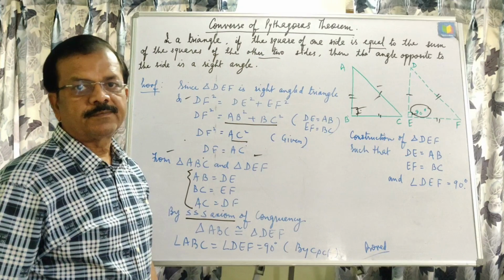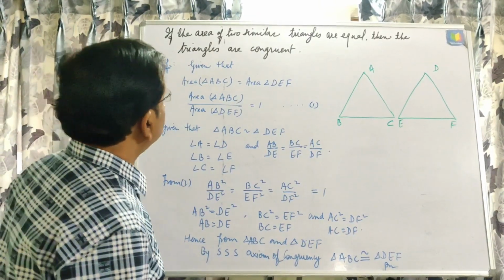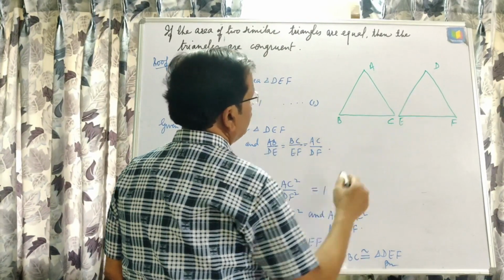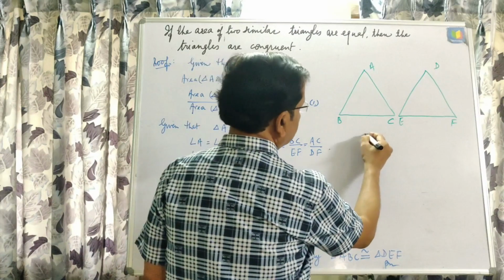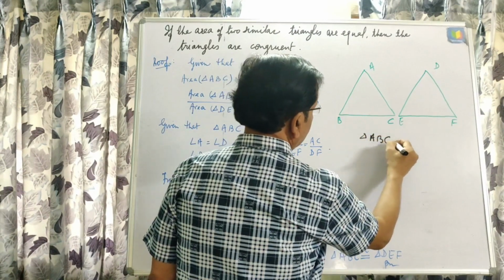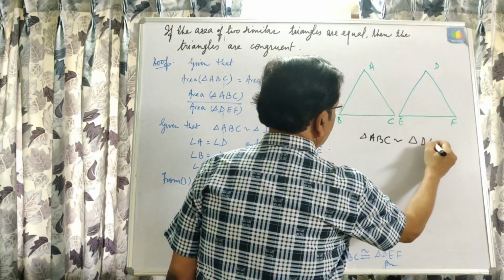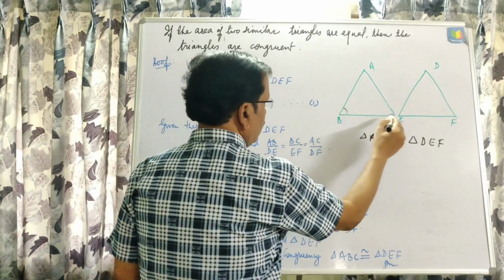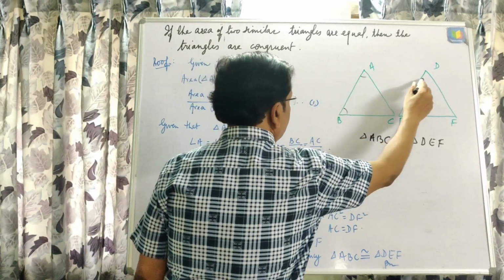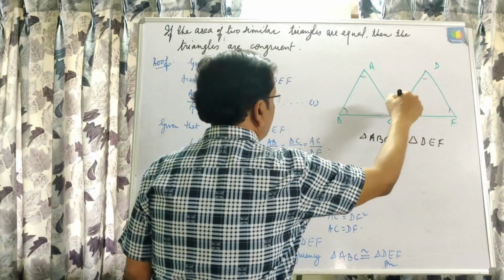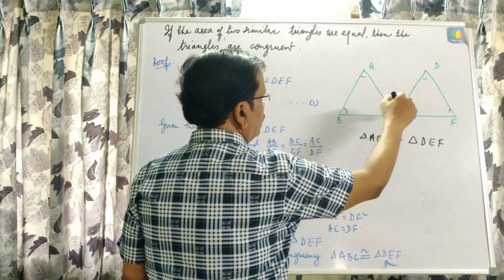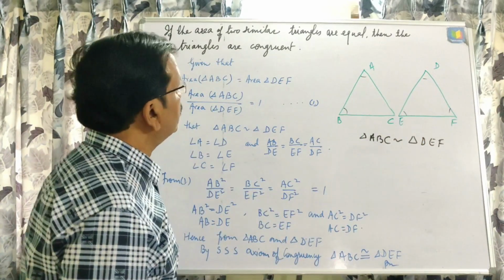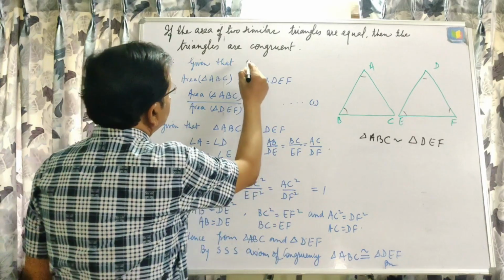Now questions. In this question, we are given that triangle ABC is similar to triangle DEF, which means corresponding angles will be equal and the ratio of their corresponding sides will be equal, that is AB upon DE is equal to BC upon EF is equal to AC upon DF. This is given.